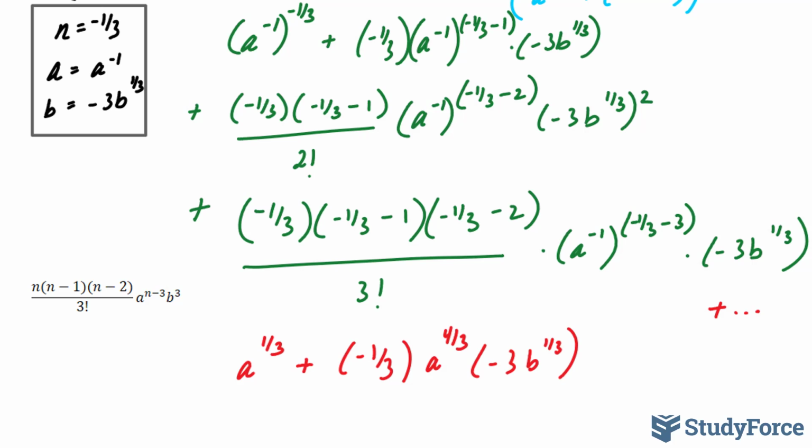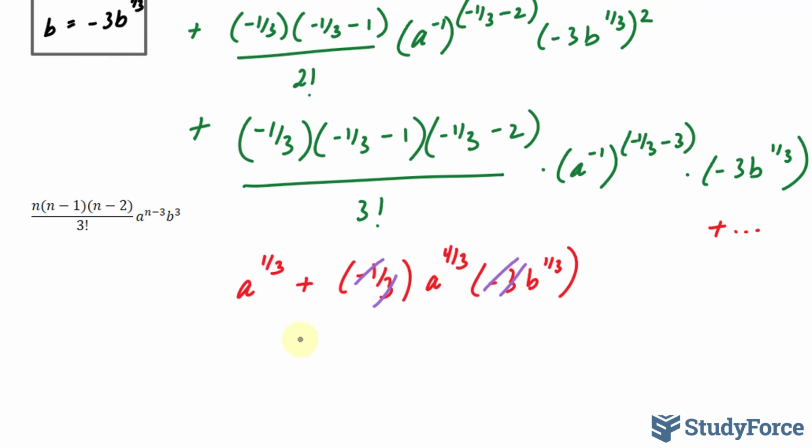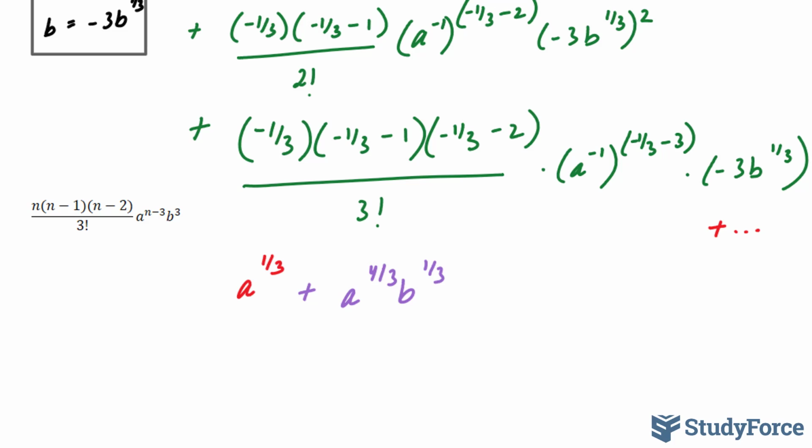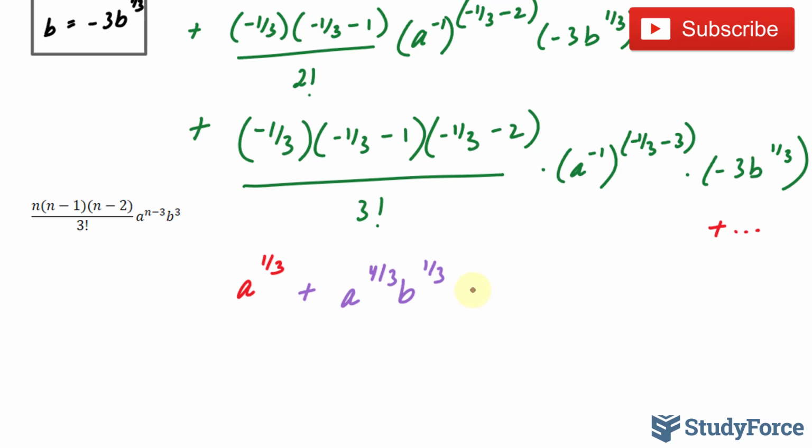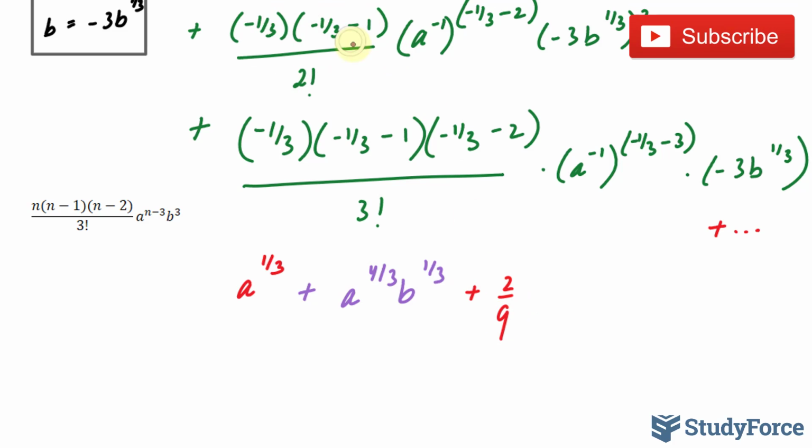Notice that I have a 3 here, and a 3 here, and a negative 1, and this negative 1. This leaves us with plus a to the power of 4 over 3, b to the power of 1 over 3. Now that I've cleaned this up a little bit more, I can move on to the third term. Let's find out the answer to this in our calculator. We have negative 1 over 3 times negative 1 over 3 minus 1. I'll put this part in brackets just in case our calculator confuses what we're asking it. Divided by 2 factorial, which is 2, that gives us 2 over 9. So all of this becomes 2 over 9.